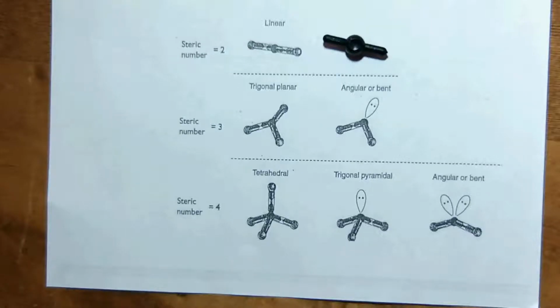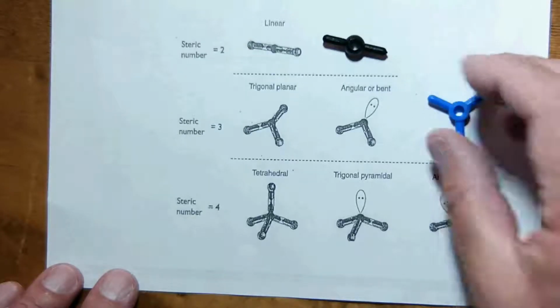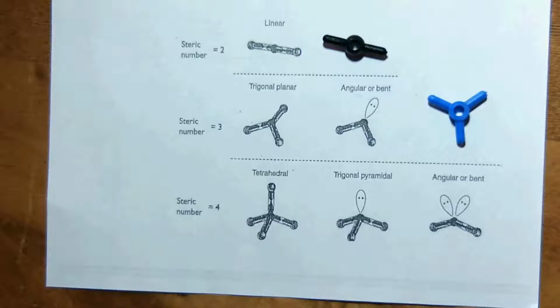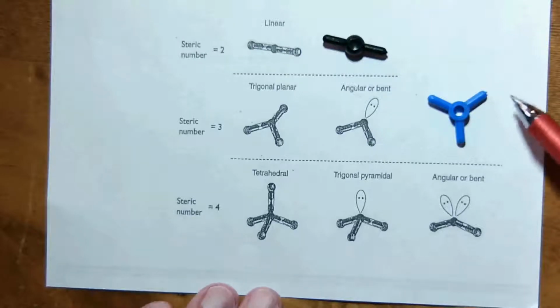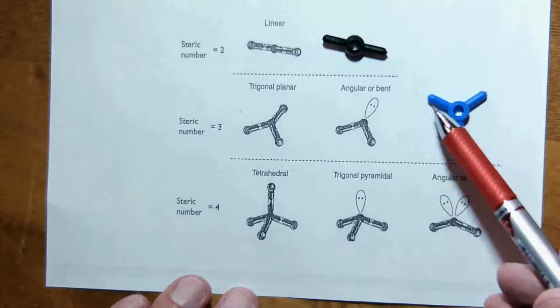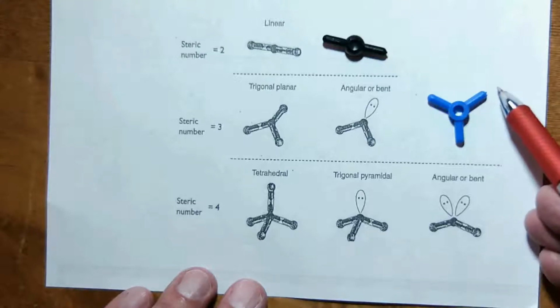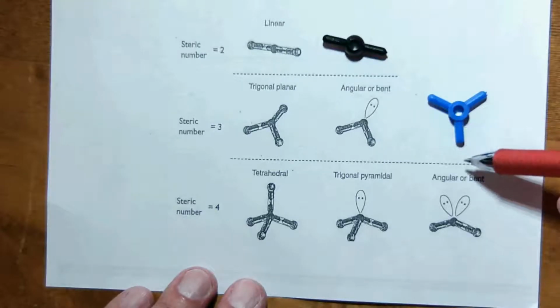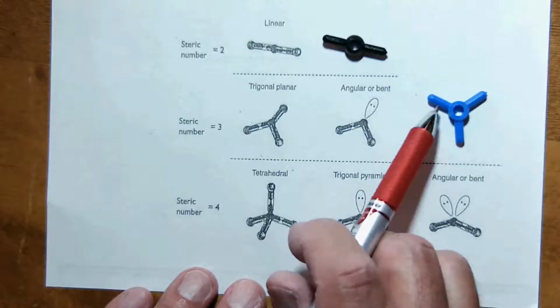If your steric number is 3, your electron pairs just naturally arrange themselves in what's called a trigonal planar arrangement. So you'd have one bond here, one bond, or instead of a bond, it could be an electron pair. So one electron group here, one electron group here, one here.